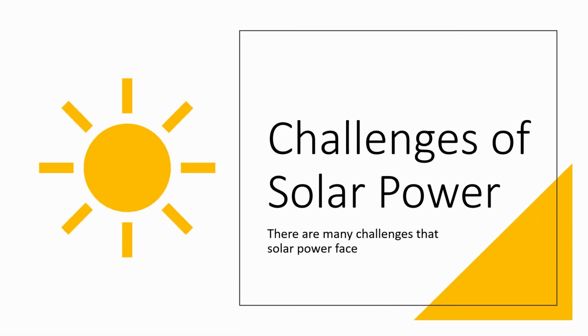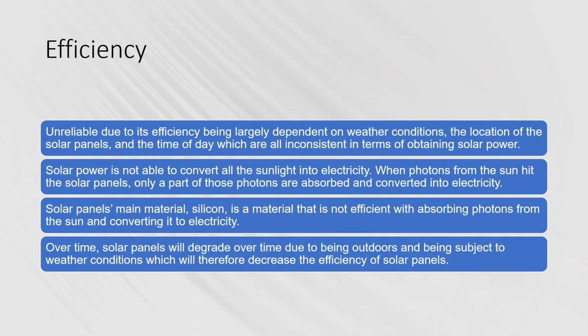There are many challenges that solar power faces compared to other energy sources. One challenge of solar power is its inefficiency compared to other energy sources. The reason for its inefficiency is that it is unreliable, being largely dependent on weather conditions, the location of the solar panels, and the time of day, factors that are all inconsistent in terms of attaining solar power. This can cause a demand for more power when the solar panels don't produce enough power at times when more power than usual is needed.